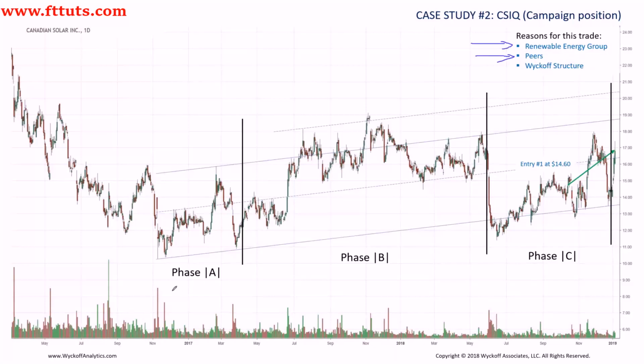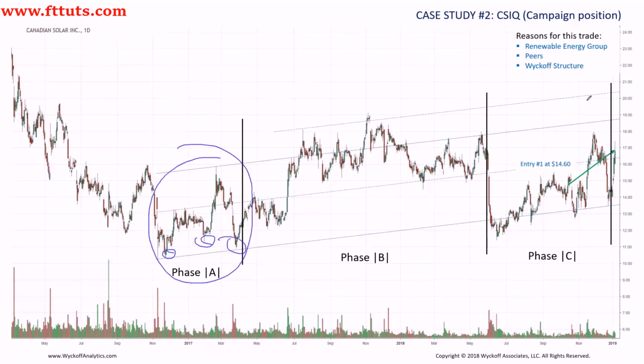And it all starts with phase A, where we see the final climactic action with increased spread, gaps to the downside, huge volume signature that represents both increase of the supply and increase of the demand. Increase of the supply from weak hands and increase of the demand from strong hands. And I will teach you how to identify those two categories of traders on the price action and the volume action. And then multiple tests, which I'm putting into phase A.